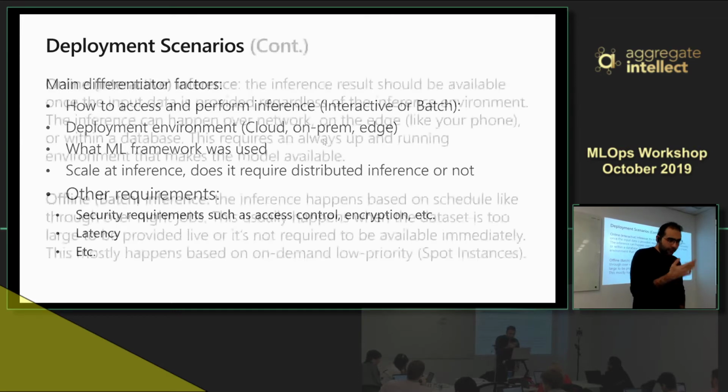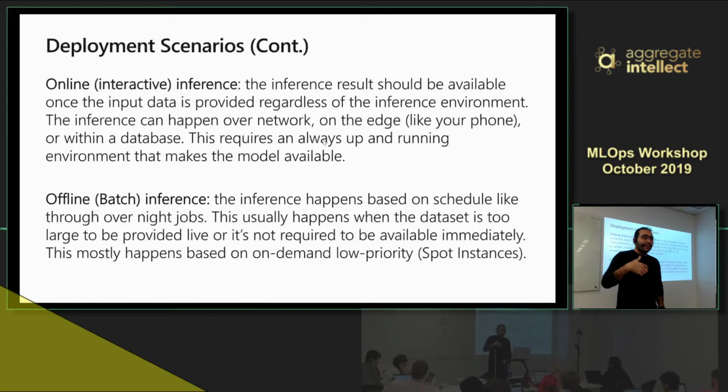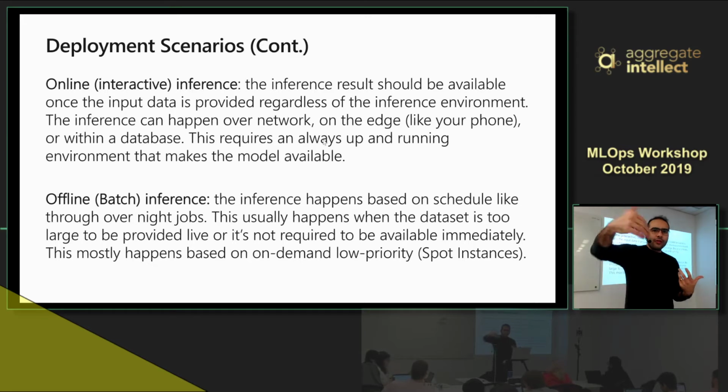I'll focus on two of them to elaborate a little bit further. The online inference and the batch inference are very important. With online inference, you want the result to be available immediately. So regardless of the environment, if it is on cloud, on phone, or on-prem, you want the result to be available immediately. You cannot wait for that. You have to meet some timing requirements, or real time, as it's called. So you need to have one environment up and running all the time to make it available for that model to be inferred.